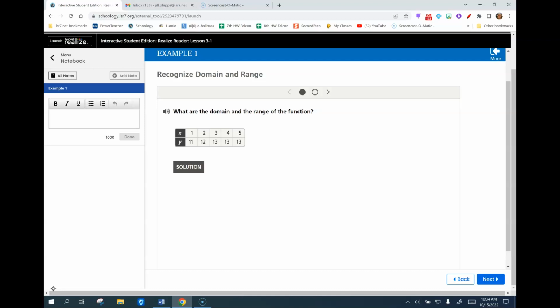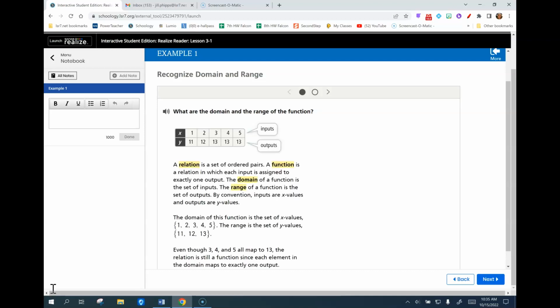Well, here's the problem. What do all those things mean? And you might be going, how do I know that? So if you click on solutions right now, it will give you all this information. So the first thing it says is a relation. I don't know if you can see that, but a relation is a set of ordered pairs. What I would recommend that you do right now is go to the left-hand column of your book and write these definitions in. Relation is a set of ordered pairs. A function is a relation in which each input is assigned to exactly one output.